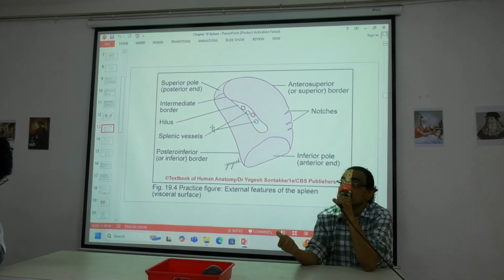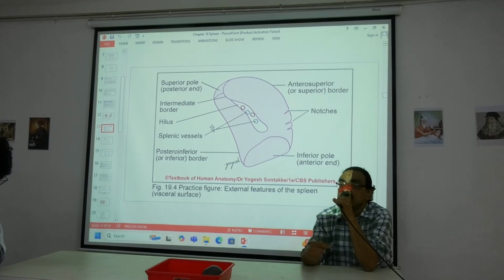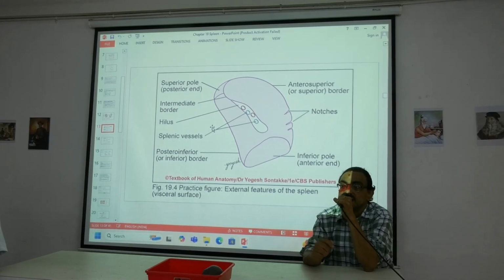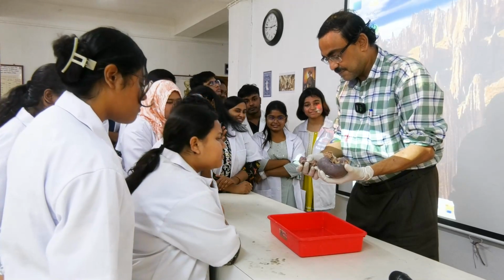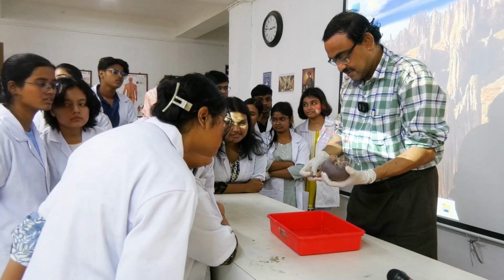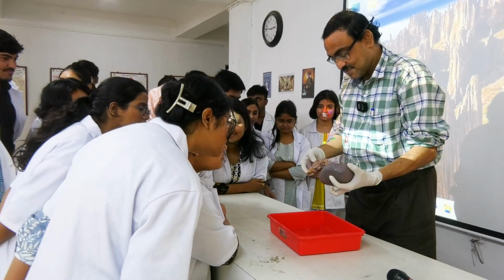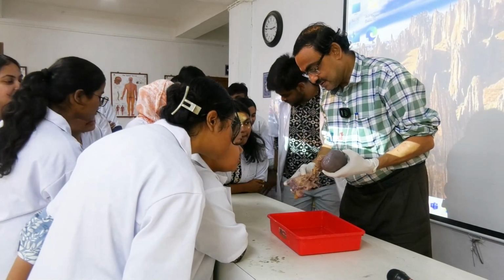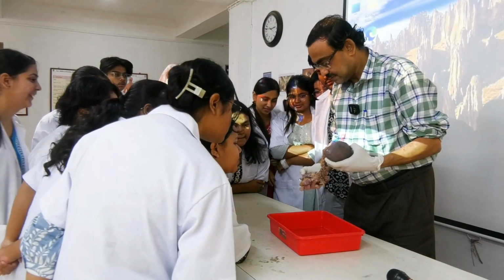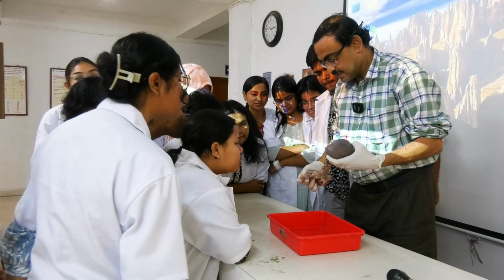Splenomegaly appears in malaria, in Kala-azar. You can see there is splenomegaly. From the third part of the duodenum. First part, second part, third part, fourth part.